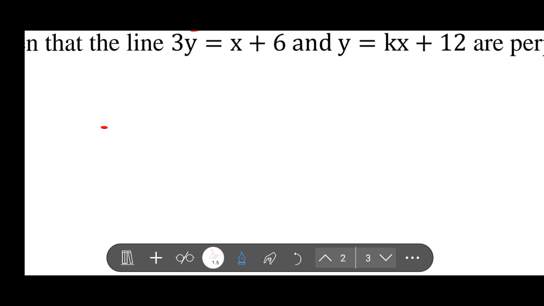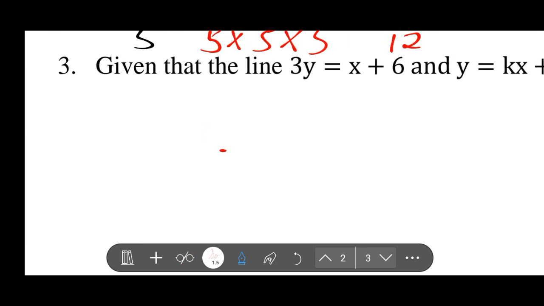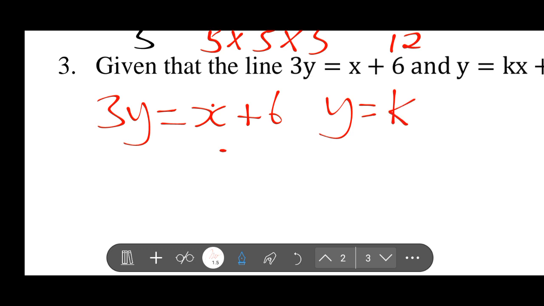So for us to find the value of k, the first thing is to write the equations. The equation is 3y is equal to x plus 6, and the other equation is y is equal to kx plus 12. These two lines are perpendicular. So what we are going to do is divide both sides of the first equation by 3.